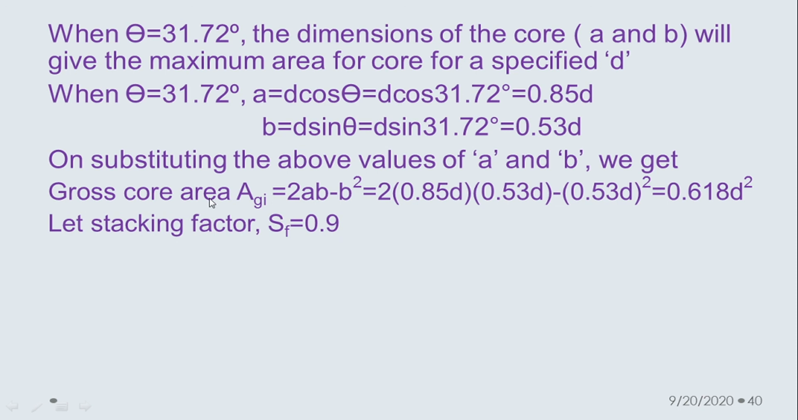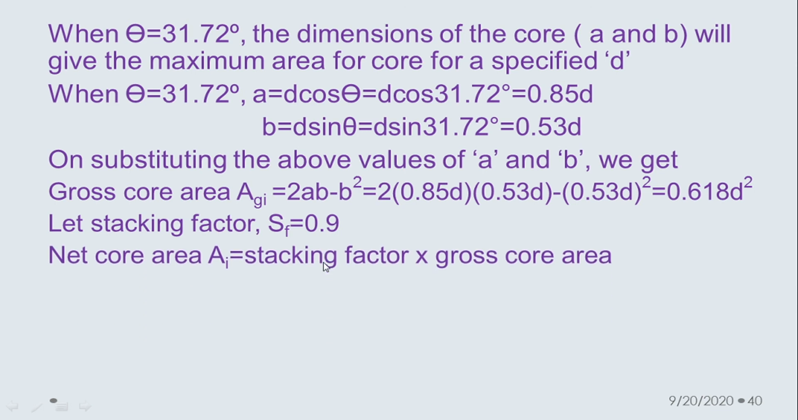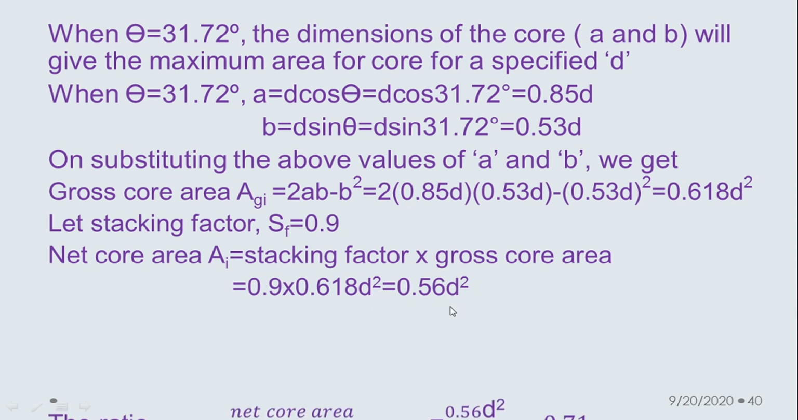So here also you will consider the stacking factor, that is SF, which is 0.9. Here also we will consider it as 0.9, that is the ratio of net core area by gross core area. By considering the stacking factor, net core area AI equals stacking factor into gross core area, which is equal to 0.9 into 0.618 into d square. So we will get 0.56 d square. This is the net core area, excluding the insulation part. So the net core area you will get is 0.56 into d square.